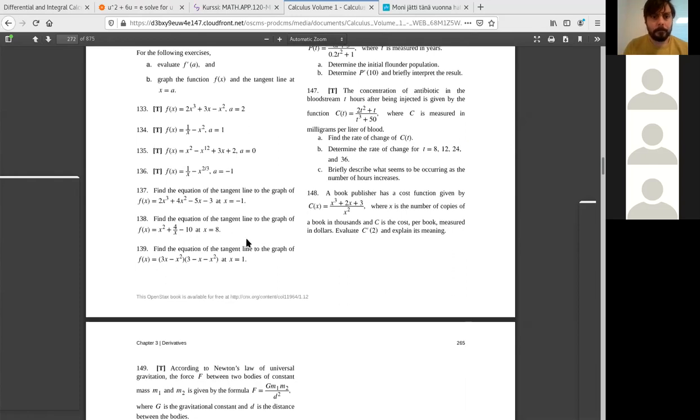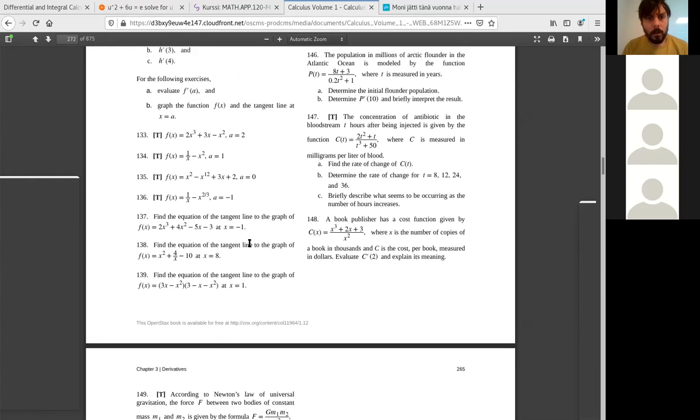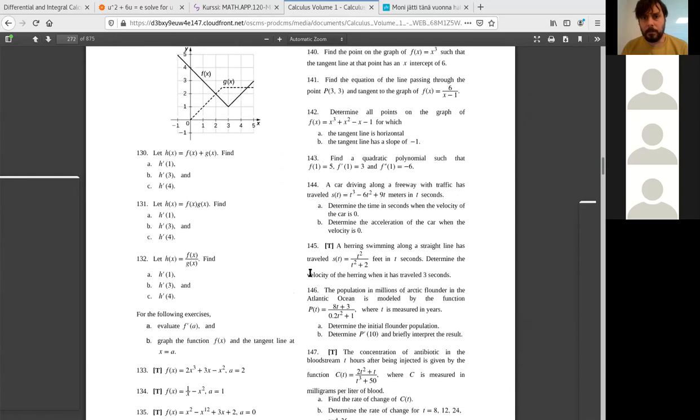Okay. Here it says find the equation of the tangent line to this graph. So really, find the derivative. So these are all derivative-finding problems.